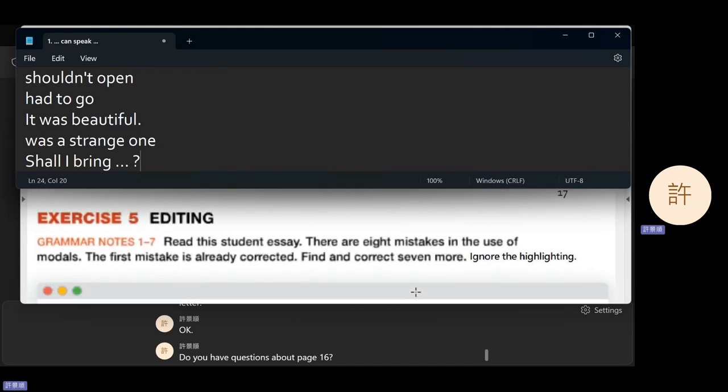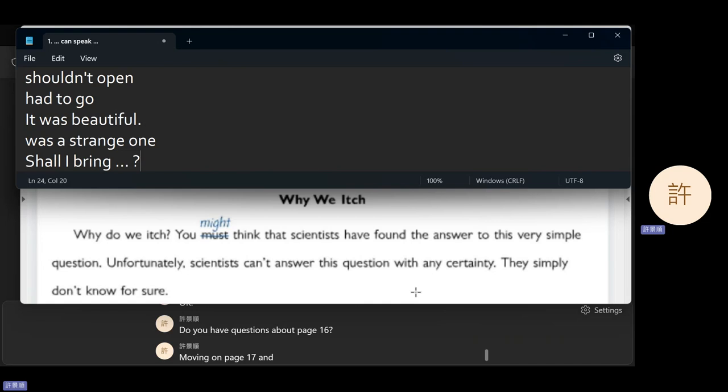Moving on, page 17, another editing. Why we itch, 为什么发痒?